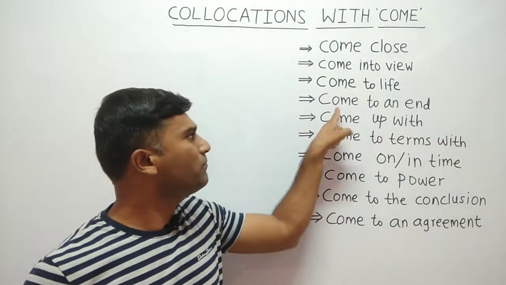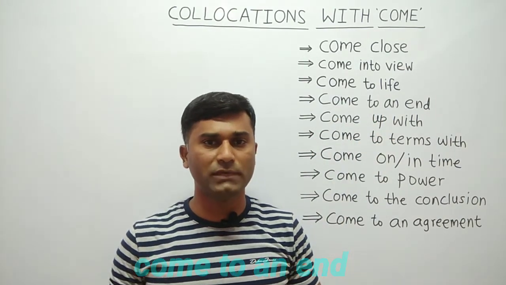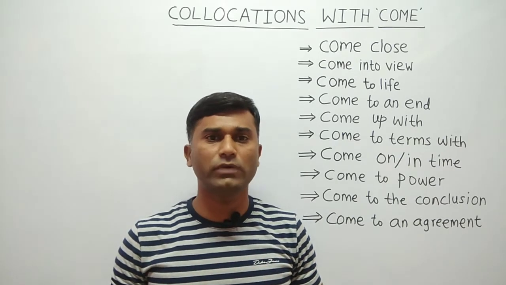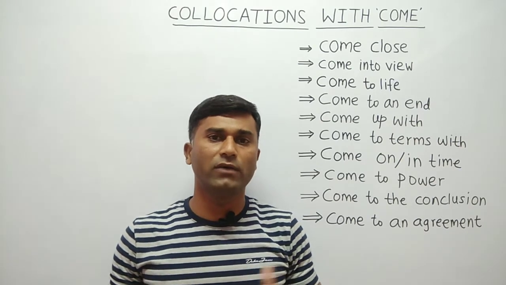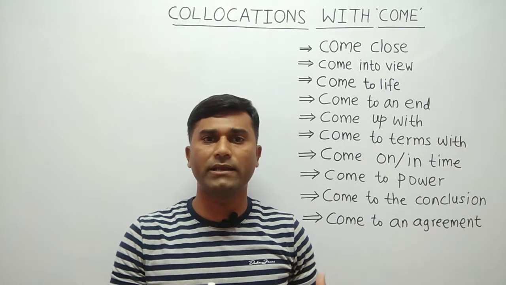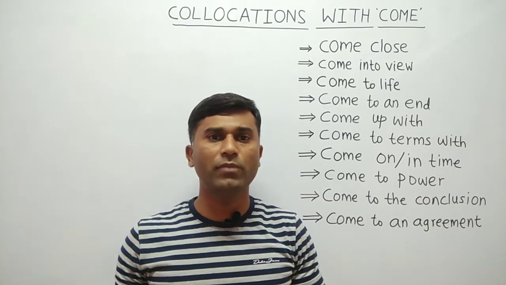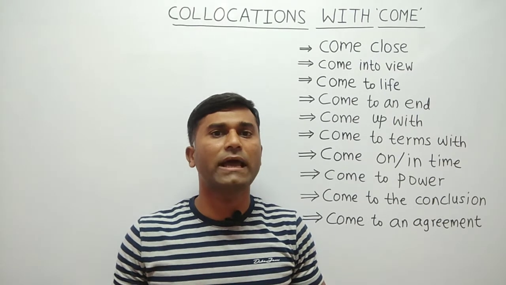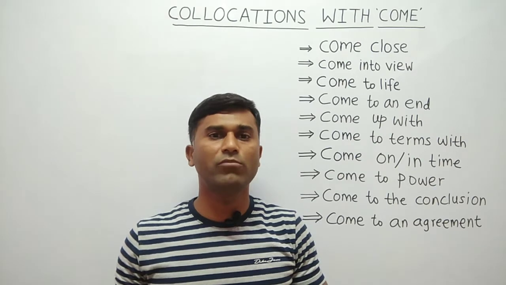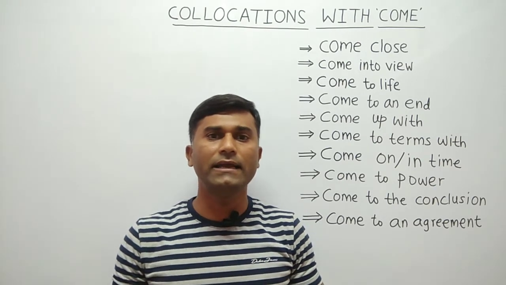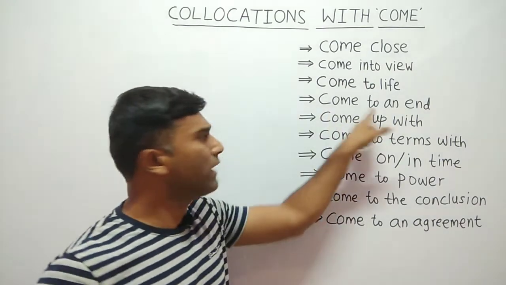Next is come to an end. Come to an end means to reach an end. So what does it mean? So for example, you can say that the work has finally come to an end. So for example, there was some work which was going on for many days and finally it has come to an end. Or another example, after 3 weeks, the strike, S-T-R-I-K-E, finally came to an end. For example, in a factory, there was a strike and it went on for 3 weeks. And after 3 weeks, it came to an end.